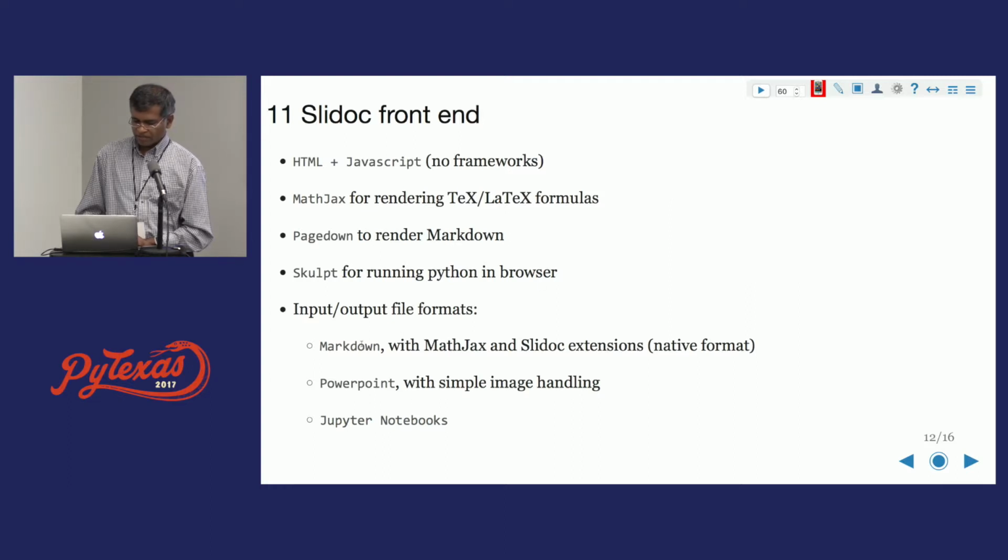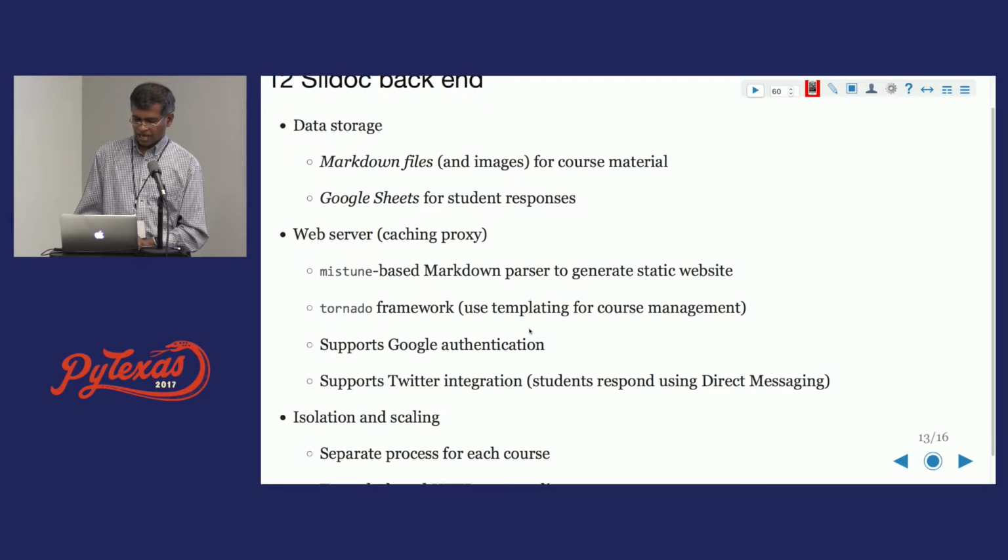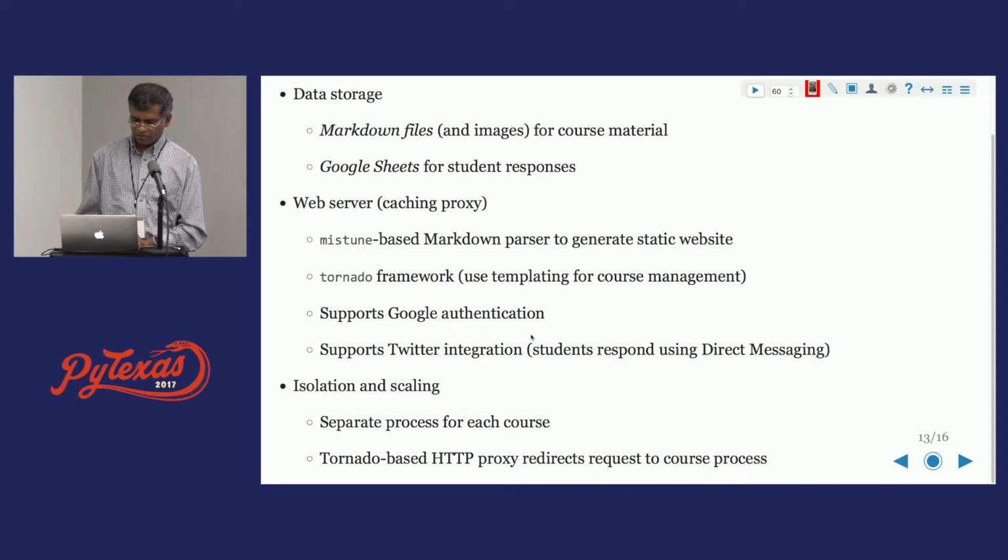And so the input formats can be Markdown, PowerPoint, or Jupyter Notebooks, but you can actually read PowerPoint and convert it to Markdown. If you have simple images, it works. If you have complicated annotation, it doesn't work. The back end is Markdown files and Google Sheets for student responses. The web server is Tornado-based, and it supports Google authentication and Twitter integration, so you can actually respond with Twitter. If you don't want, you can just text your message to 40404 and you can tweet.